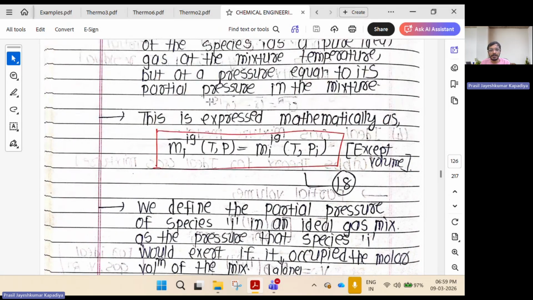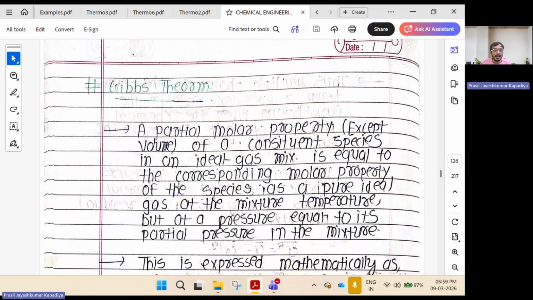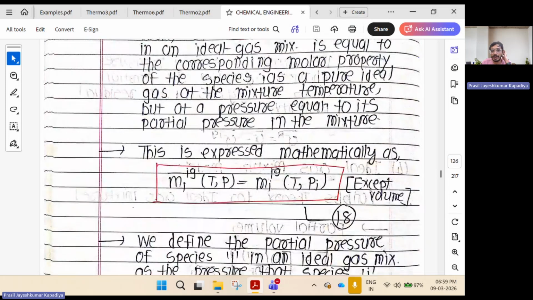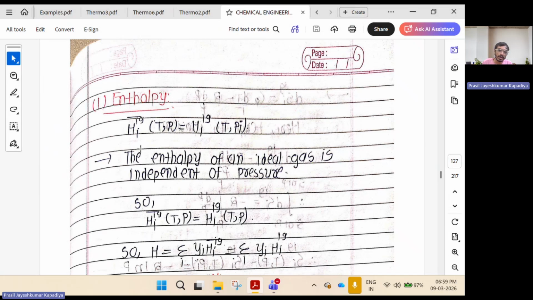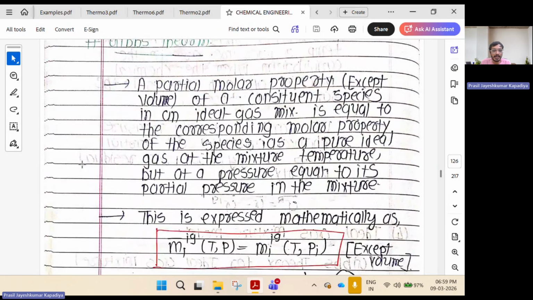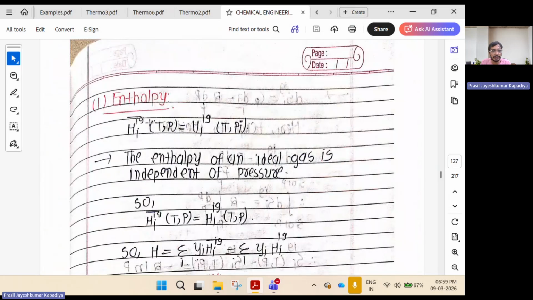Now let's have a look, based on this definition, that Mi bar ideal gas at T, P is equal to Mi ideal gas at T, Pi, except for volume. So let's try to find out some properties. Let's start with enthalpy. Based on this relation, what can I write? Hi bar ideal gas at temperature and pressure is equal to Hi ideal gas at temperature and Pi. Okay, so this is what we wrote.